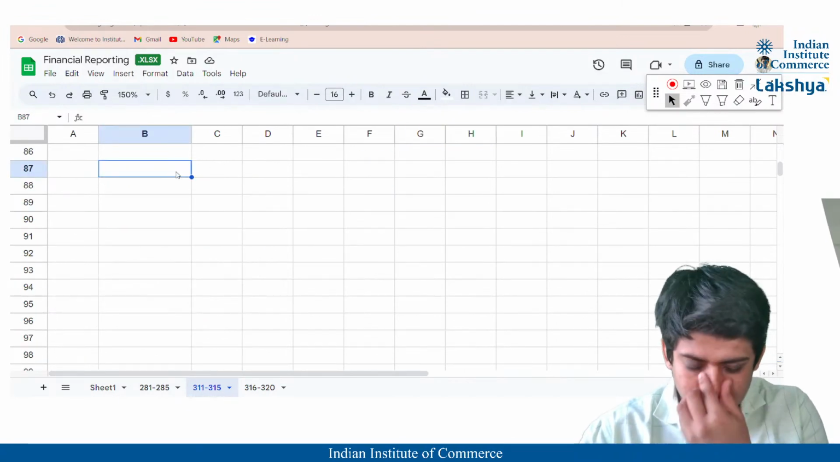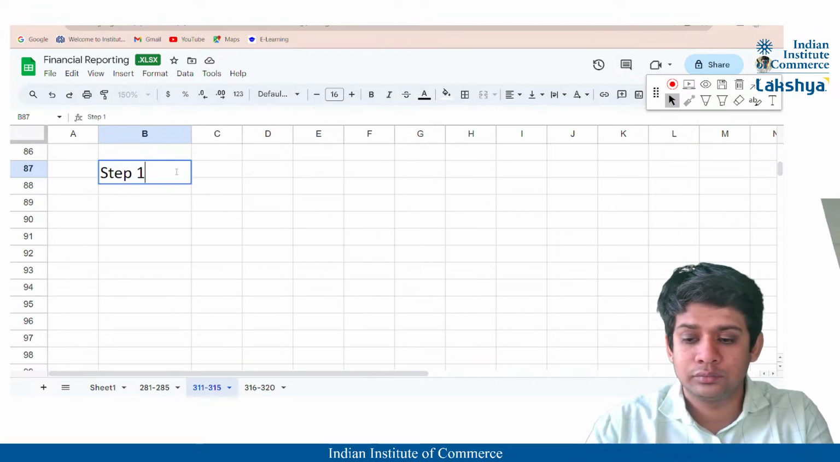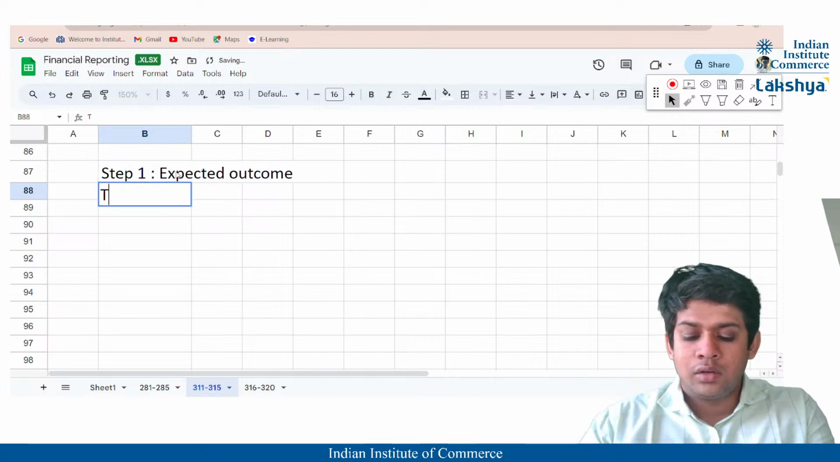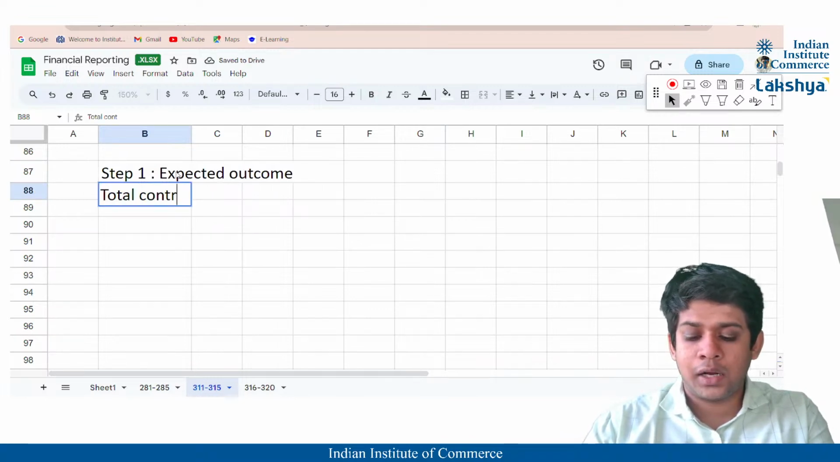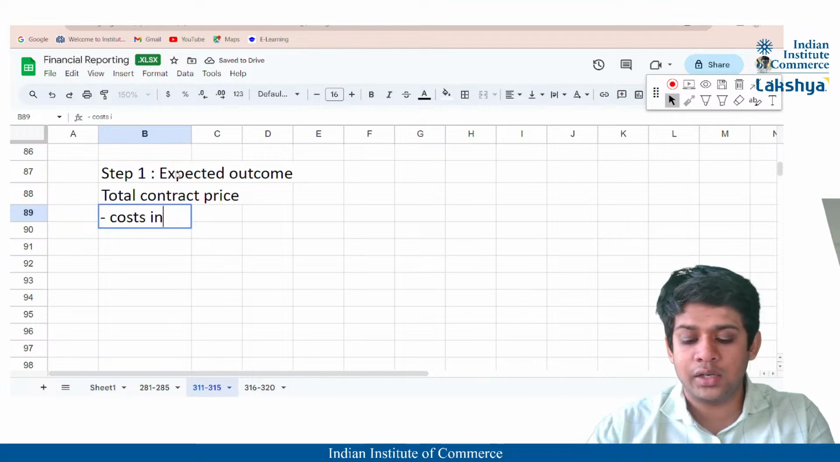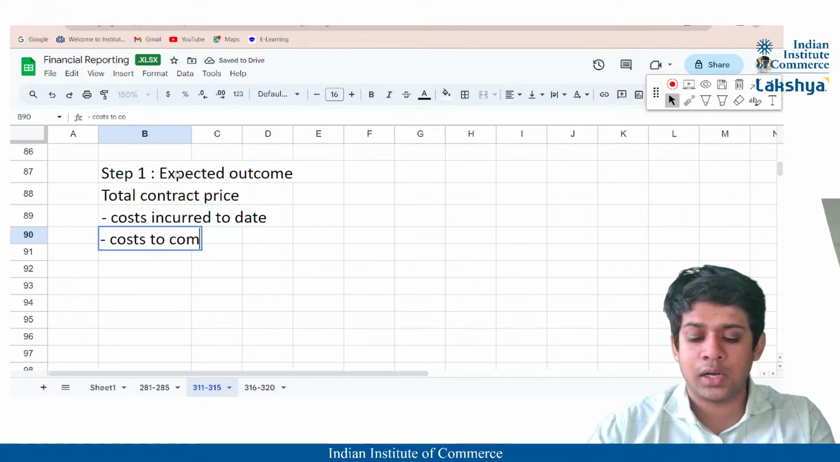Now, step 1, expected outcome, which is nothing but the total contract price less cost incurred to date less cost to complete the project, right?